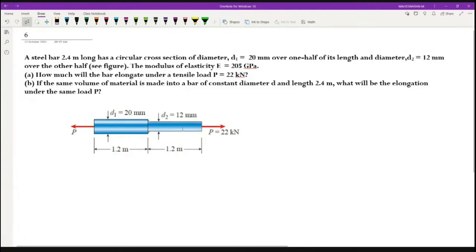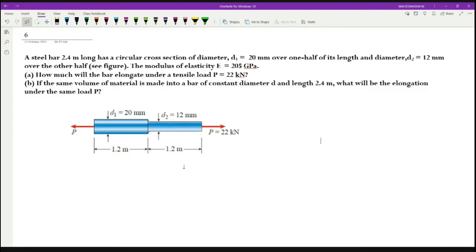Which means the Young's modulus is the same for both materials, which is 205 gigapascal. Now what we are going to identify is the elongation of the bar if a load of 22 kilonewton is applied. That is my first question.